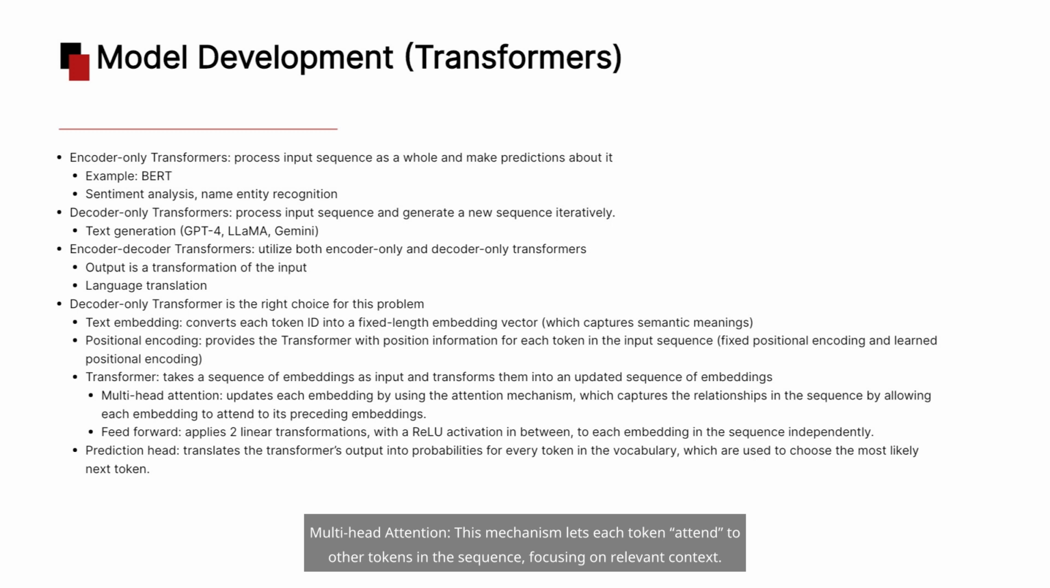Transformer block. Multi-head attention. This mechanism lets each token attend to other tokens in the sequence, focusing on relevant context. In a decoder-only setup, each token can only attend to preceding tokens to prevent cheating by looking ahead. Multiple attention heads allow the model to learn different types of relationships in parallel.